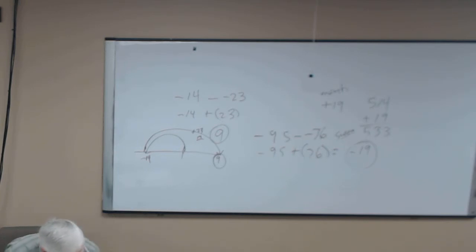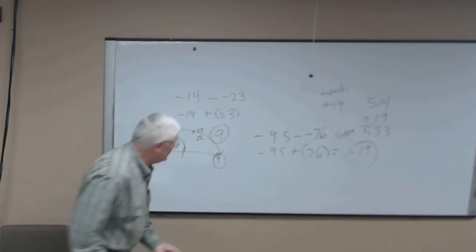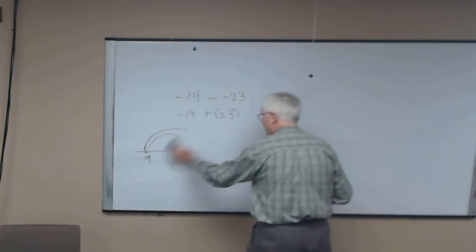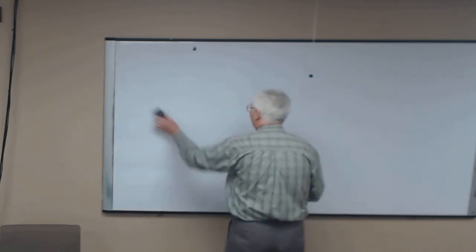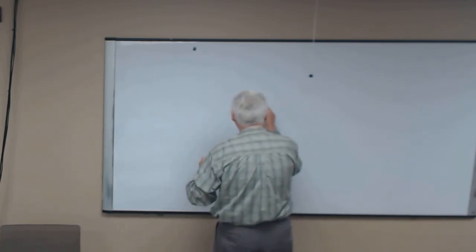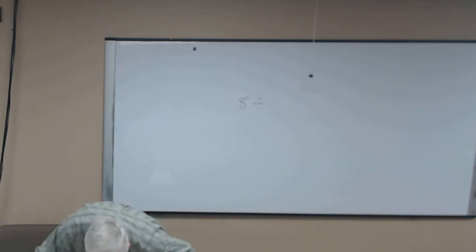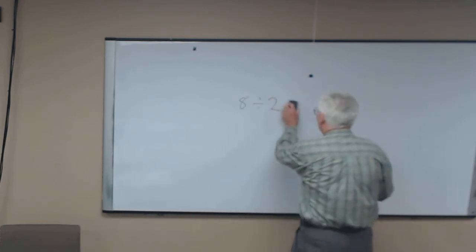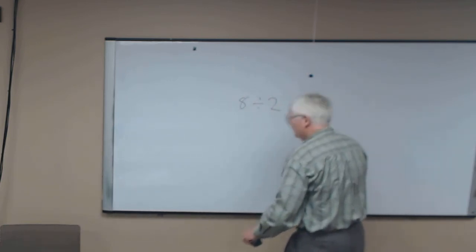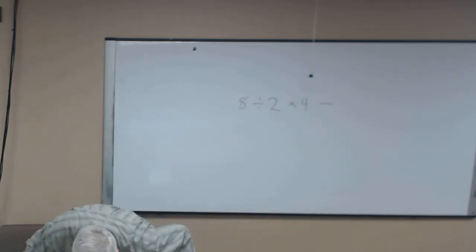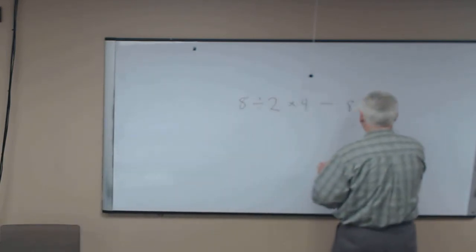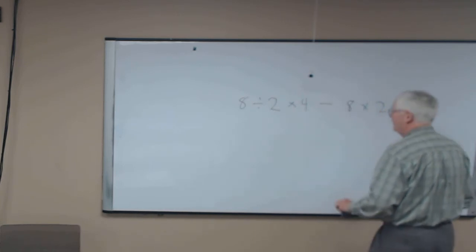Number 54. Let's just put that one up here on the board. 8 divided by 2, then it says times 4, then minus 8 times 2 divided by 4. Minus 8 times 2 divided by 4.